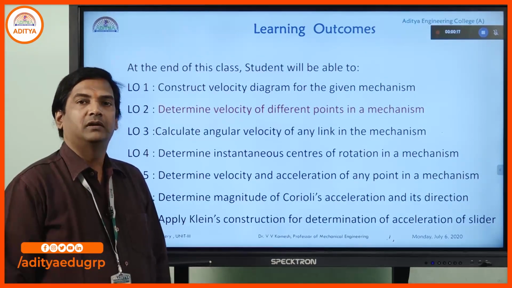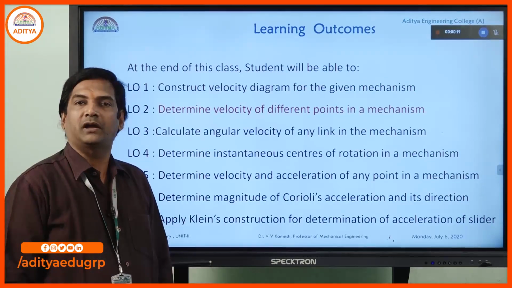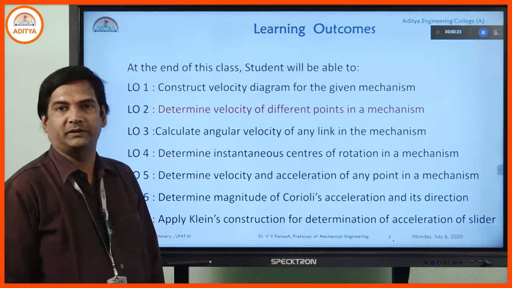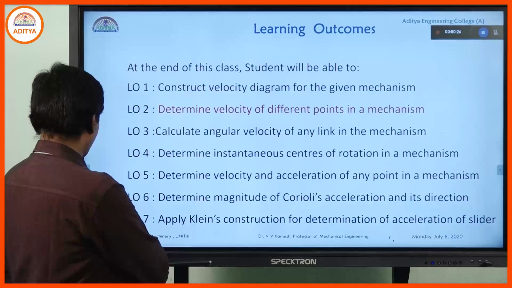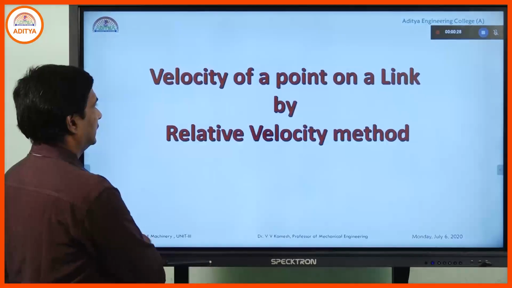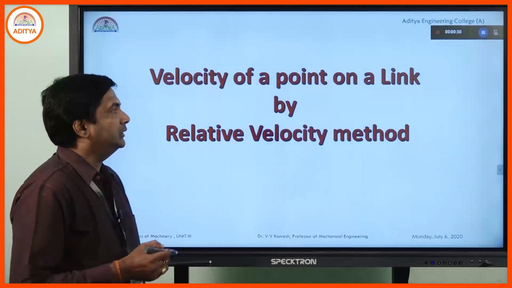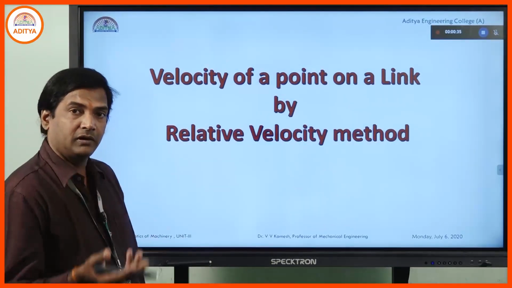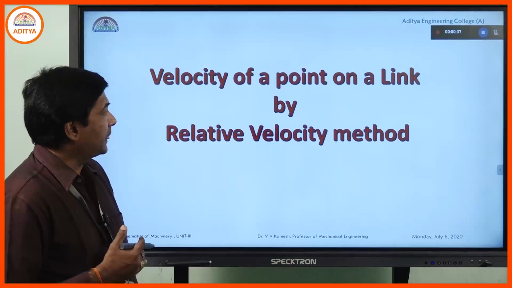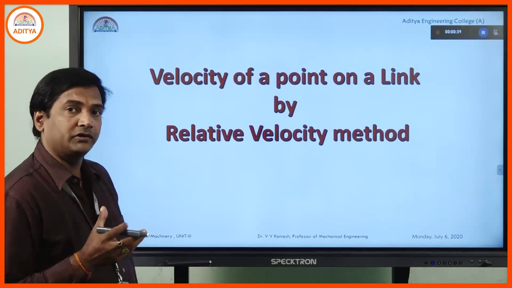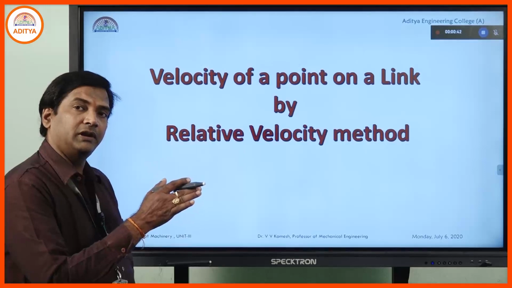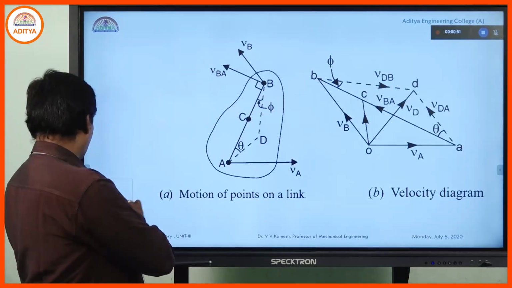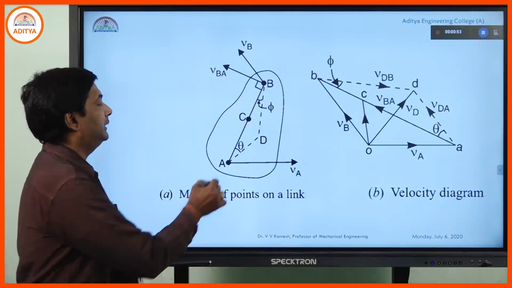In this lecture, we would like to know how the velocity will be calculated at different points in a mechanism by the relative velocity method. Initially we would like to know what is the velocity of a point on a link, then we will progress to how to find the velocity of different points on a link, outside of the link or in between the link. So initially we will take one link AB.